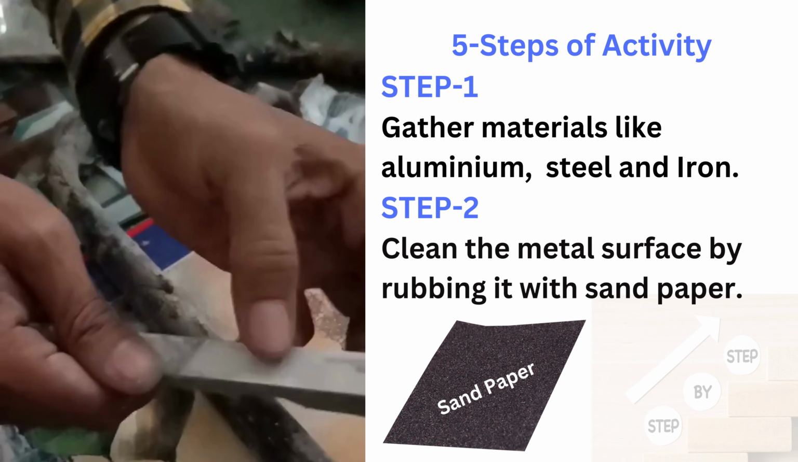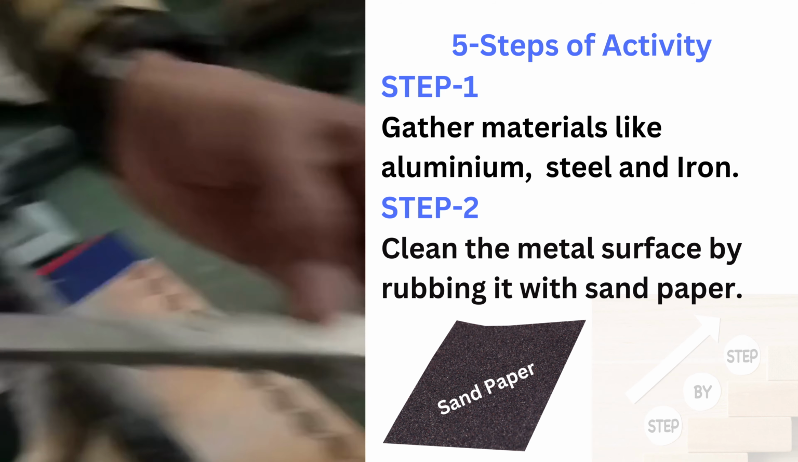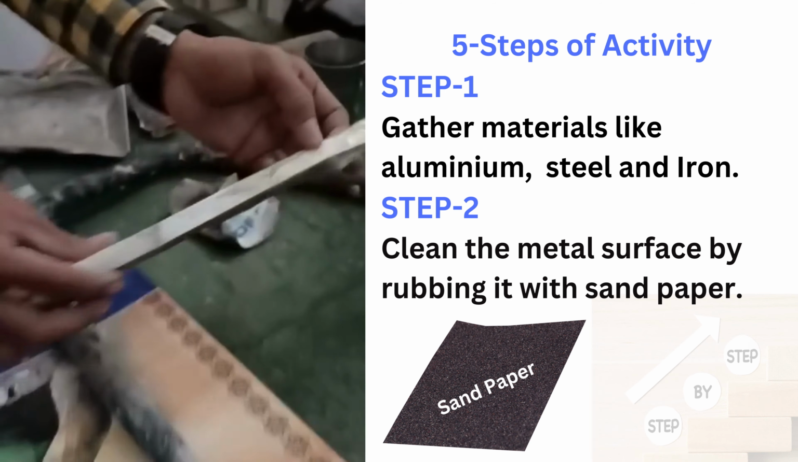Is there any difference between this area and this area? What have you observed? Yes, it's shiny. So we have observed that metals have a shiny surface when rubbed with sandpaper.